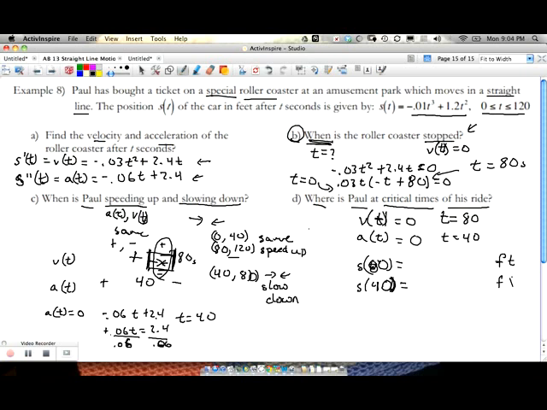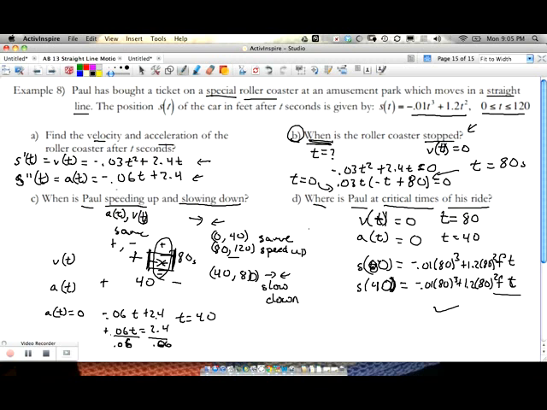But let's look at the measurements we're going to plug in. s of 80 is going to be negative 0.01 times 80 cubed plus 1.2 times 80 squared. And similarly for 40, it's negative 0.01 times 40 cubed plus 1.2 times 40 squared feet. We're going to leave it there because you can calculate that. That's minor stuff.